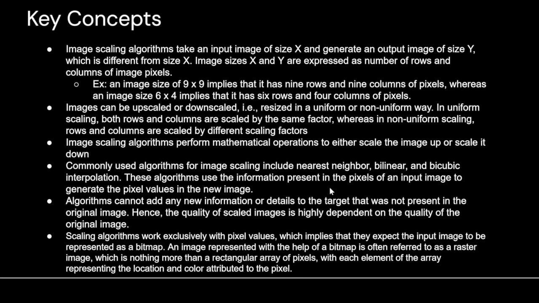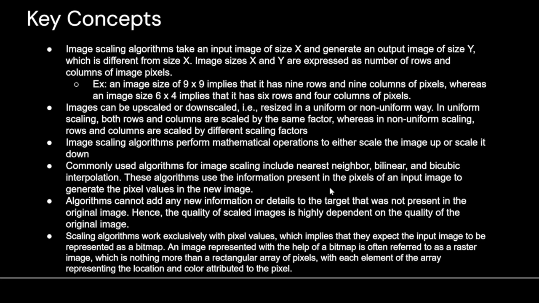Images can be upscaled or downscaled in either a uniform or non-uniform way. In uniform scaling, both rows and columns are scaled by the same factor, but in non-uniform scaling, rows and columns are scaled by different scaling factors. Image scaling algorithms perform mathematical operations to either scale the image up or scale it down. Commonly used algorithms for image scaling include the nearest neighbor, bilinear, and bicubic interpolation.